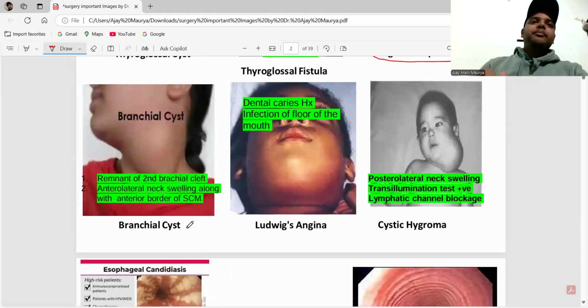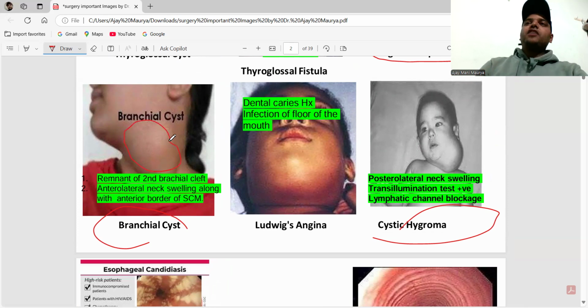This is the branchial cyst, guys, and this is the cystic hygroma. The branchial cyst is an anterolateral neck swelling along the anterior border of the sternocleidomastoid. See here, this is the anterolateral one, the remnant of the second branchial cleft. The cystic hygroma is the posterolateral neck swelling, and the transillumination test is positive.